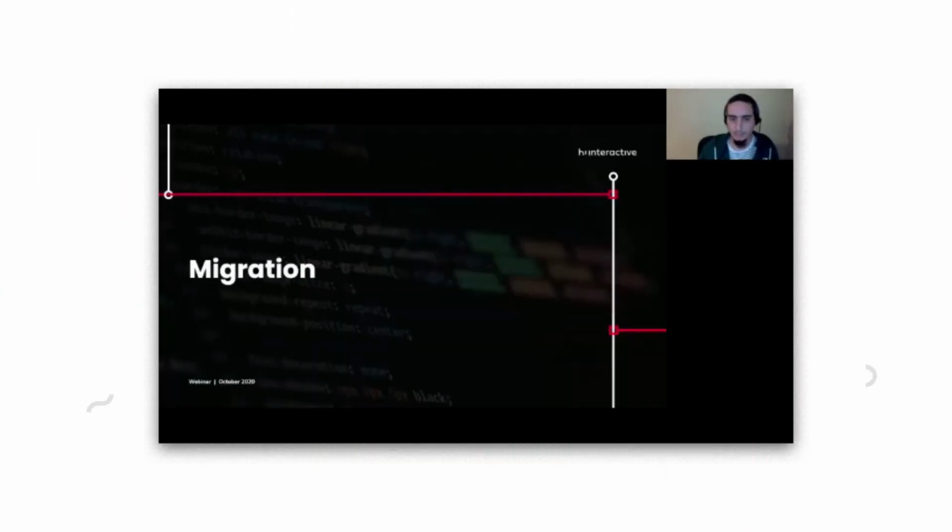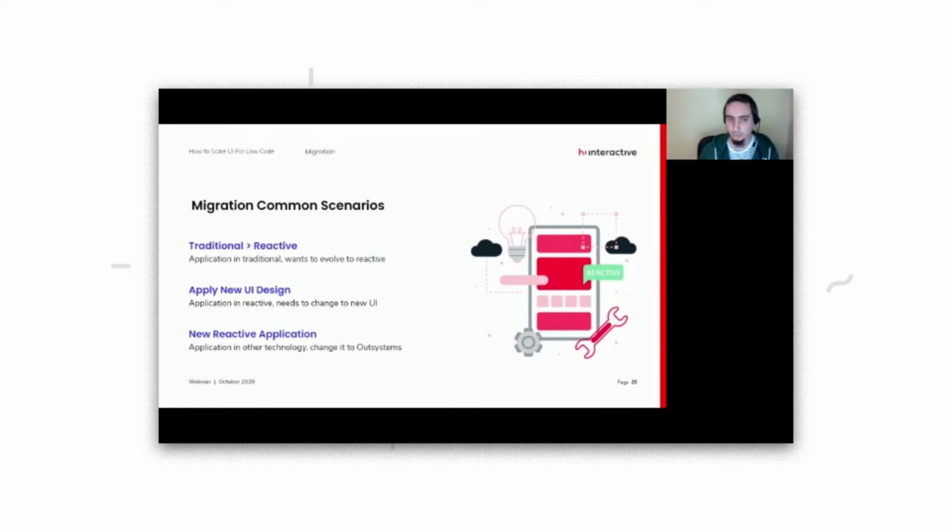Okay, so about migration, something that frequently came up when we talk to clients and when we deliver themes to our clients, and mostly when we talk to clients about architecture. I'm going to talk to you about three main scenarios. The first one is when the client has an application in traditional OutSystems and wants to transform that traditional application into a reactive one.